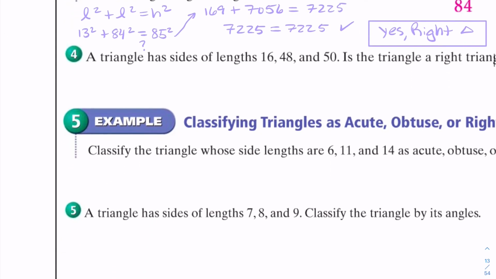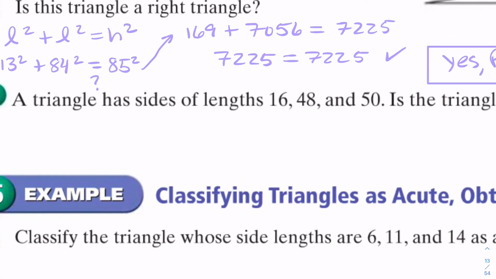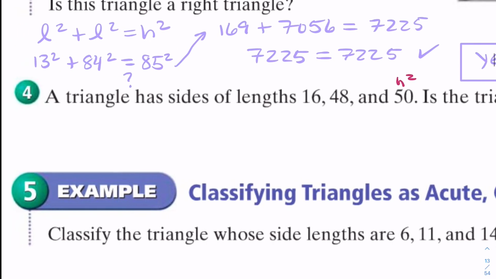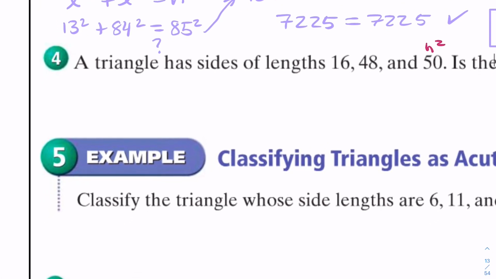All right, this next one, 16, 48, and 50. We want to know, is this the hypotenuse or not? It can only be a hypotenuse if it's across from a right angle. It can only be across from a right angle if it follows the Pythagorean theorem. So 16 squared plus 48 squared, does that equal 50 squared?